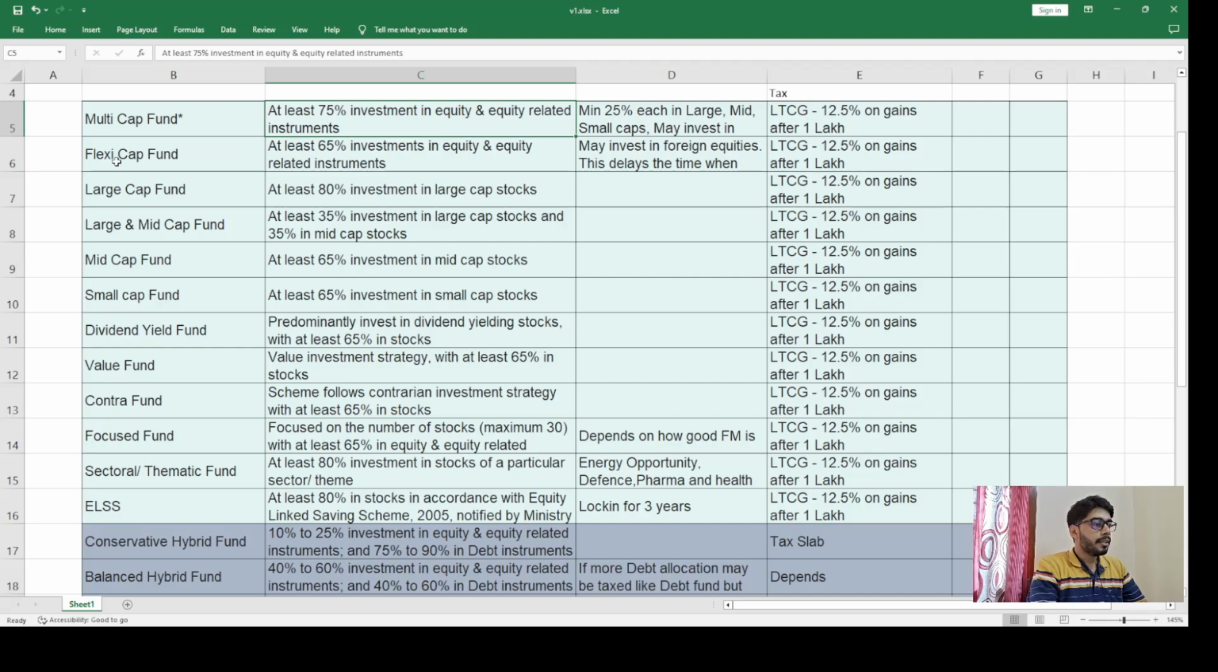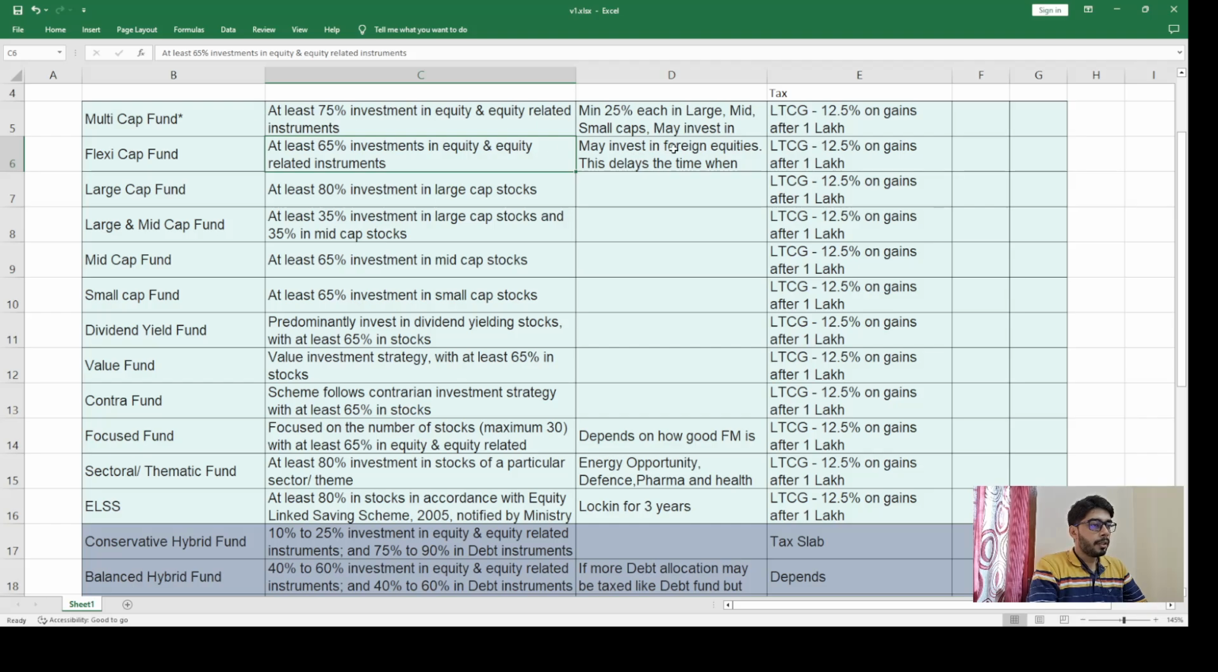And next is the Flexicap fund. So in Flexicap fund, what happens is at least 65% of the investment has to happen in equity and equity related instruments. But here there is no cap on whether these investments have to be small cap, large cap, or mid cap. So they can go for any of the categories based on their strategies.